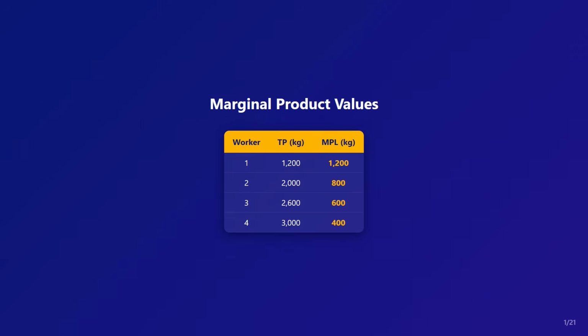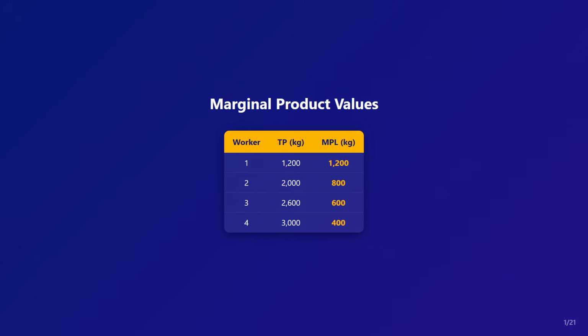6 workers, total output 3,300 kilograms. 7 workers, total output 3,350 kilograms. 8 workers, total output 3,380 kilograms. Notice that total output keeps increasing.